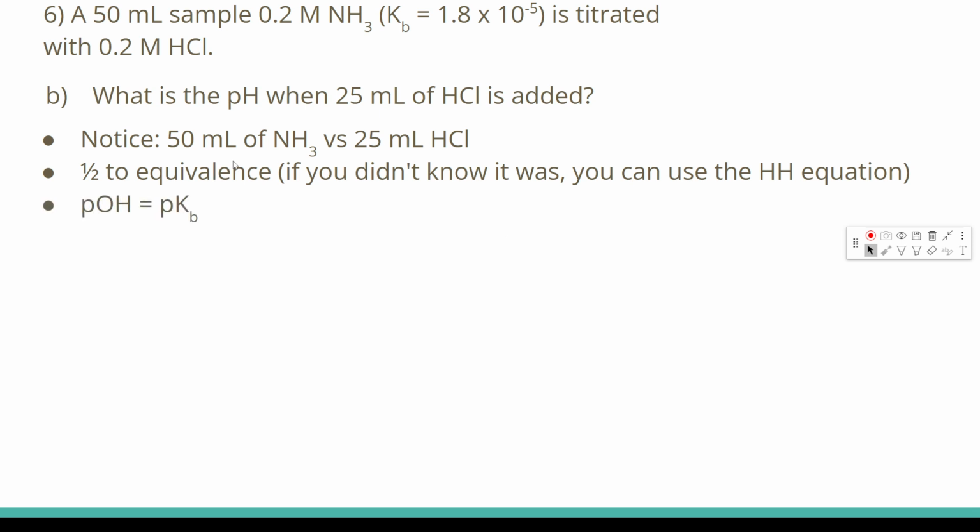But since I happen to know it's halfway to equivalence, because again 50 versus 25, I can go ahead and just use pOH equals pKb, because that cancels out the plus log of the ratio of conjugate acid to the weak base, and so that's why these can be equal. So I just plug in pKb, and then I use this equation from earlier, pH plus pOH is 14, and I get my pH value. So regardless, if you're not sure if you're halfway to equivalence or not, just use the HH equation, plug in your values, do a RICE table.